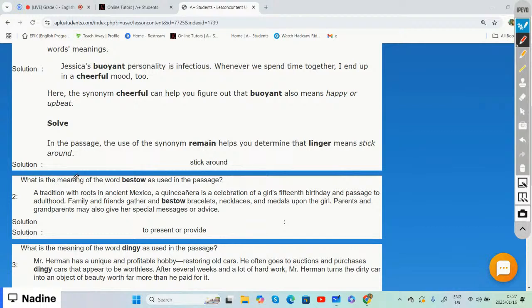So yes, they make you wear bracelets, right? But they do say that they bestow bracelets, meaning they're gifting her with the bracelets. It's like they're giving it to her. So she needs to wear the bracelets and necklace and medals and so on. But families gather and they bestow it. It's almost like they are giving it to her in order for her to wear it.